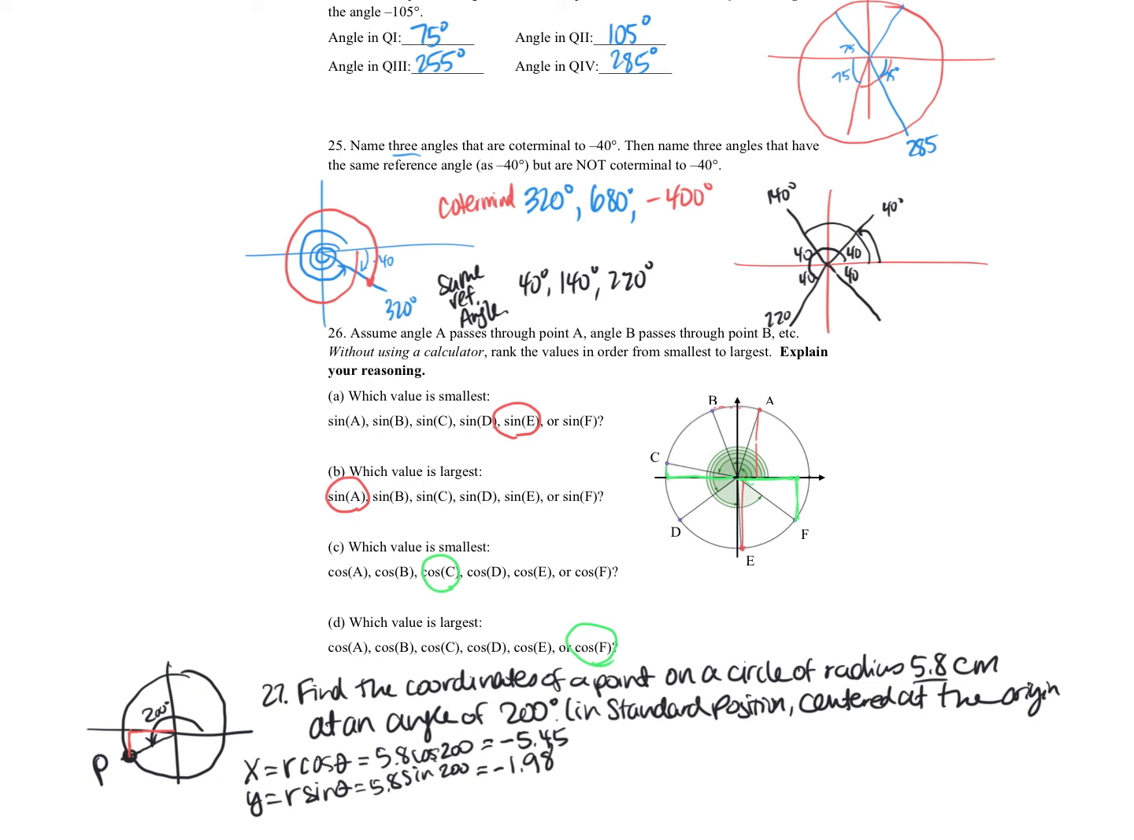And if I look at the picture, that seems to make sense because the x-coordinate is negative 5.45, so the x-coordinate is a longer distance than the y. The y is negative 1.98. So that's the answer to number 27. That's the end of this exam review.